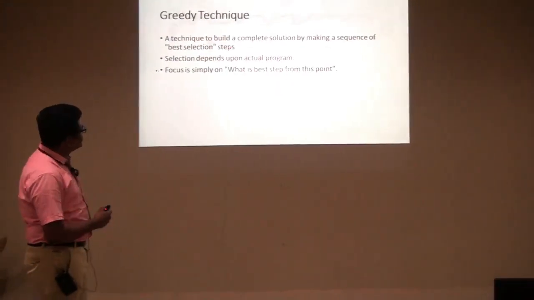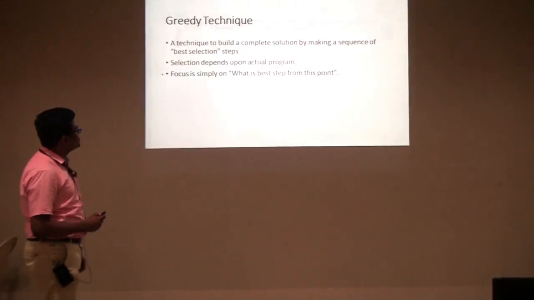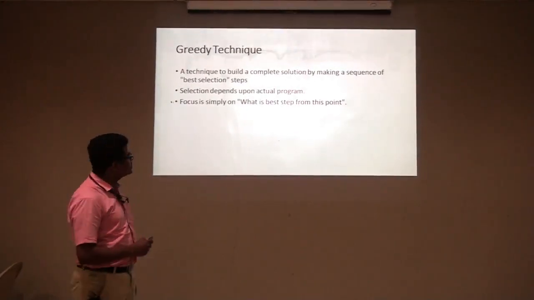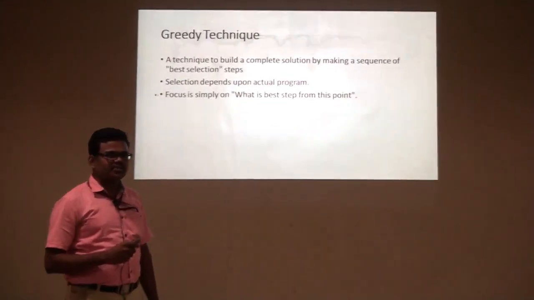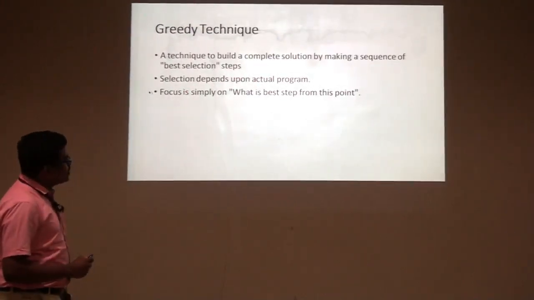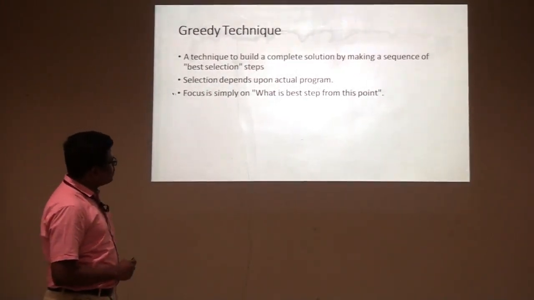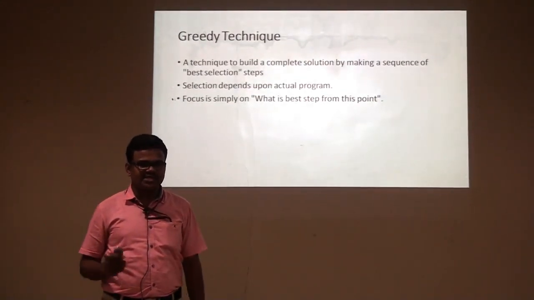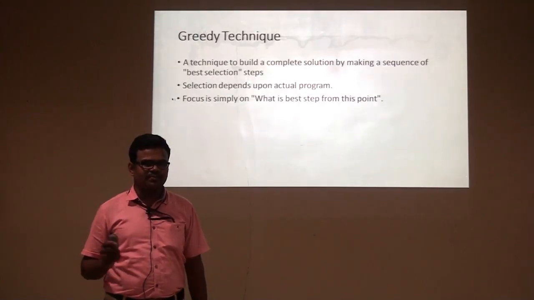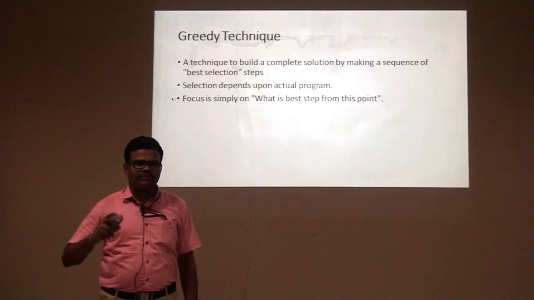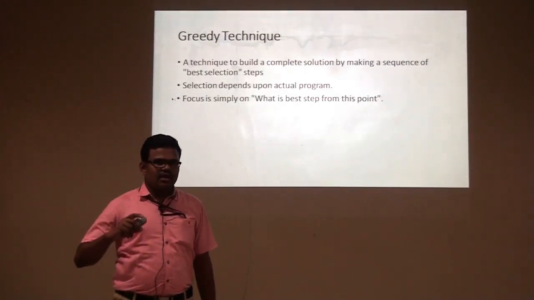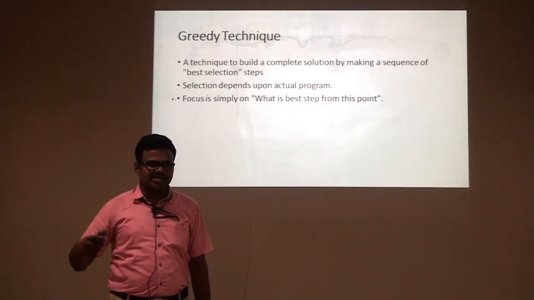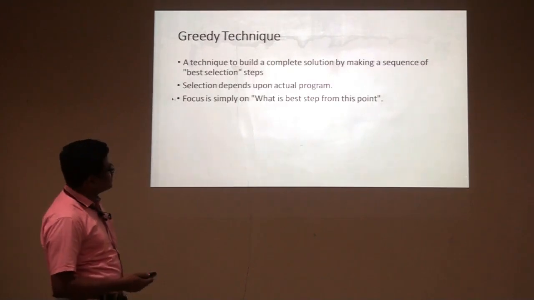Greedy techniques build a complete solution by making a sequence of best choices. We take the best, that is, the optimized solution for any problem. The selection depends upon the actual problem, so from this point, what is the best step? At each point we select the best solution for the problem. Once we take a first step and get the optimal solution, from that optimal solution we take the next best step. So this is the greedy technique.